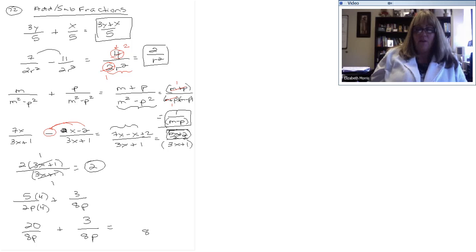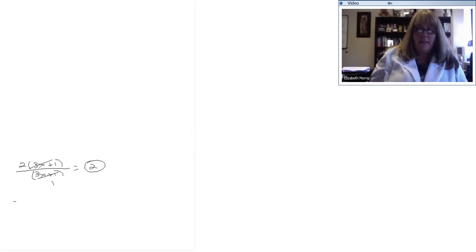Now the denominators are the same. I can add the numerators. It does not reduce, and I am done. All right, let's try another one. It'll start to make sense the more we do it, okay?